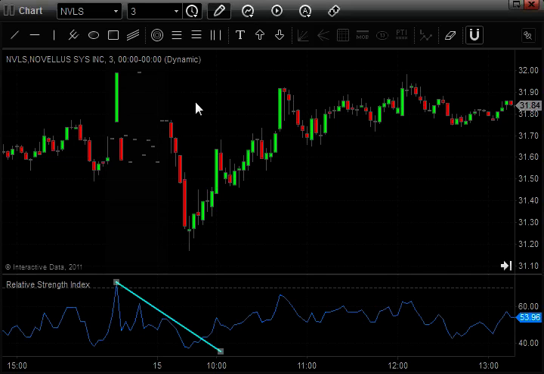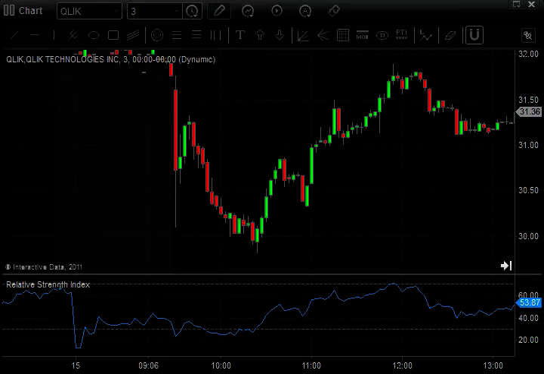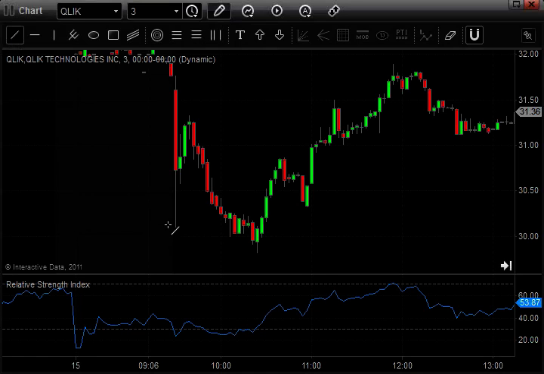I'm going to show you a different way to read the RSI. Here's a 3-minute chart on QLIK Technologies, symbol QLIK. Another way to use this RSI is to identify divergence between the RSI and price action. Let's go ahead and draw a couple trend lines on this chart. You can see we have pricing trending down with lower lows, and we have the RSI starting to trend up with higher lows. So higher lows on the RSI and lower lows on the price action is an indicator of divergence, where there's a possibility that the trend will change.